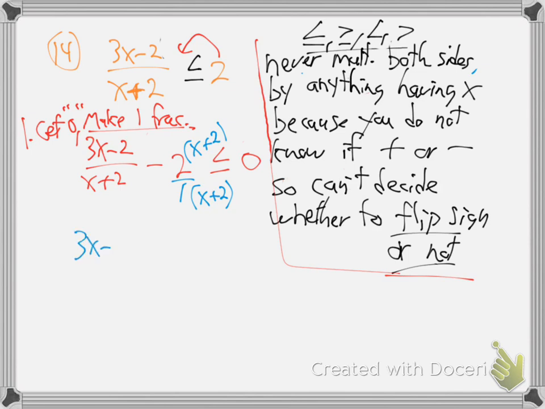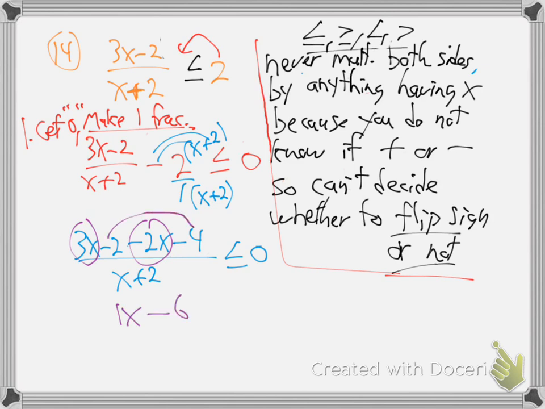So now, what do I have? I have 3x minus 2 times x plus 2. Or let's just save a step. Let's distribute it right there. So we get minus 2x. Watch out, minus 4. Did y'all see that? That's a really, really common mistake. People forget that negative is on the 2 wherever he may travel. So when he goes to negative 2 times plus 2, it's minus 4. So now we combine like terms. 3x minus 2x is 1x. Minus 2 minus 4 is minus 6. Over x plus 2 less than or equal to 0.